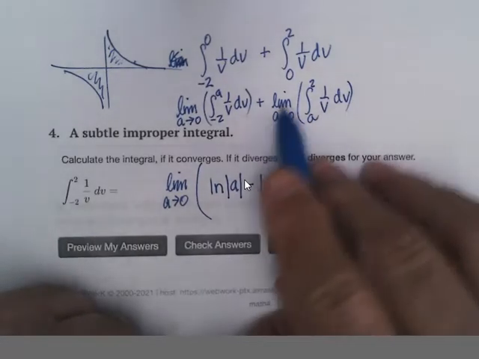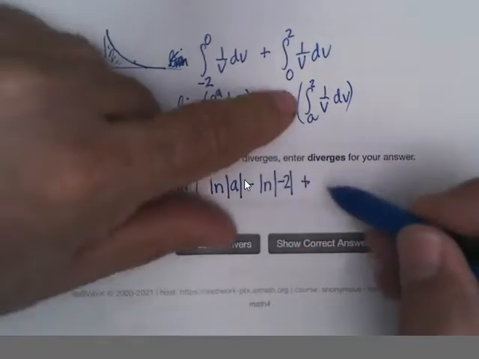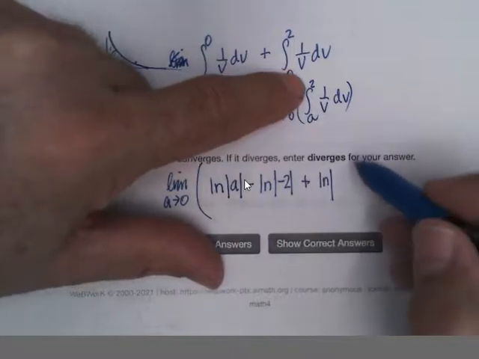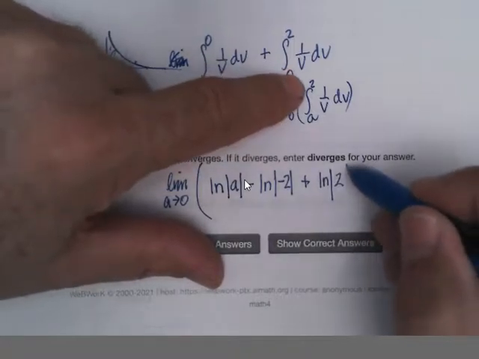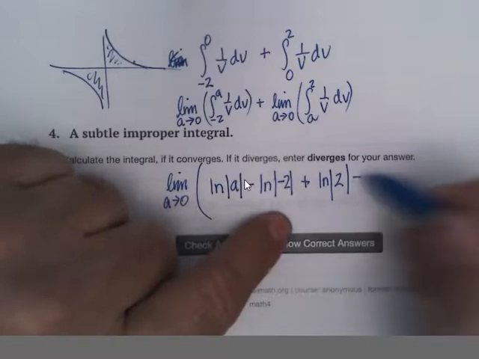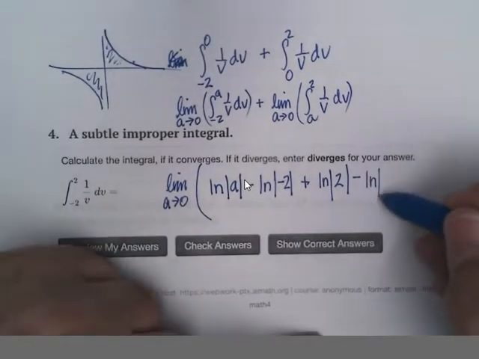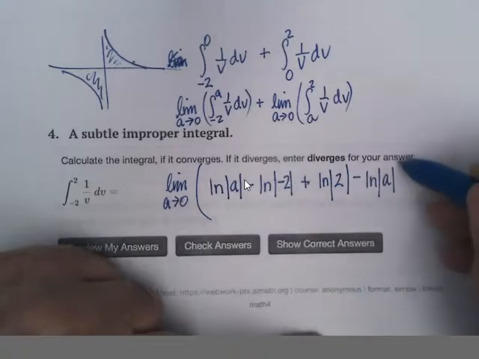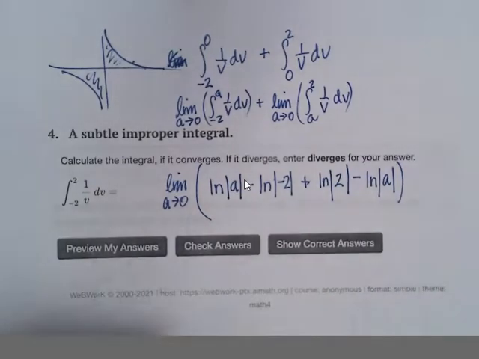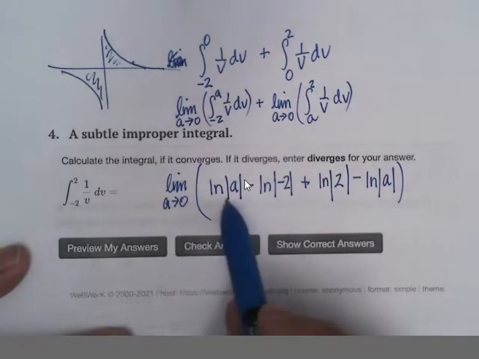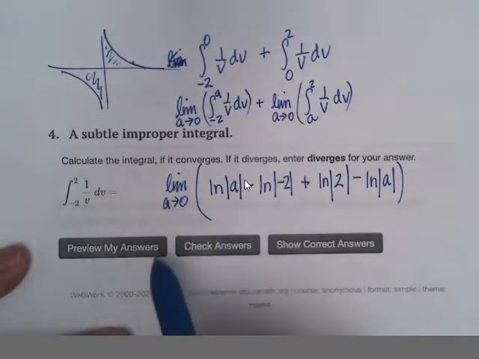Plus, then I'm going to do this one. I'm going to have ln absolute value of 2 minus ln absolute value of a, and now I can simplify this a little bit before I do this limit.